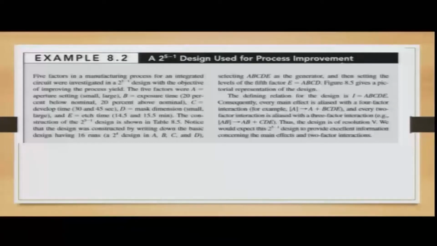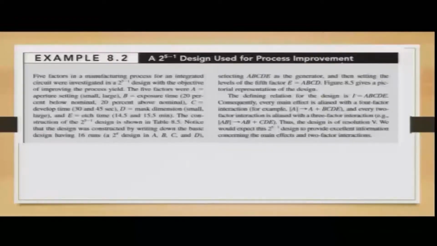The 5 factors for this manufacturing process are aperture setting, which is A, and B, which is exposure time. Remember that when I am reading A effect or B effect or C effect, I will also mention what level of significance each of them has on the overall factor. Again, the 5 factors: A is aperture setting, which will be small and large, so A has an effect on 2 levels. B is exposure time, which would be 20% below nominal and 20% above nominal, again 2 effects for those factors.